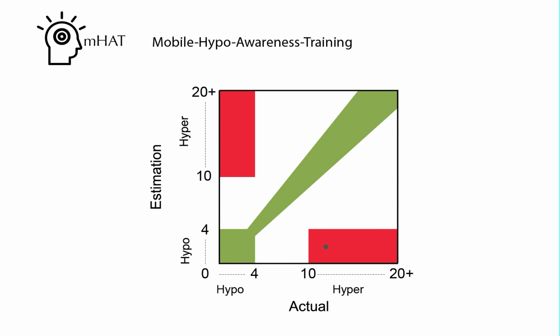In this example, the person thought they were low, around 3, when they were actually around 12. The red section here is an example of a reversed hyper. The person thought they were low when they were high.